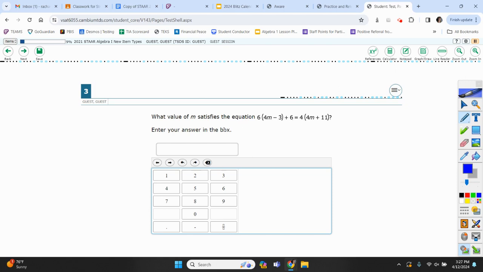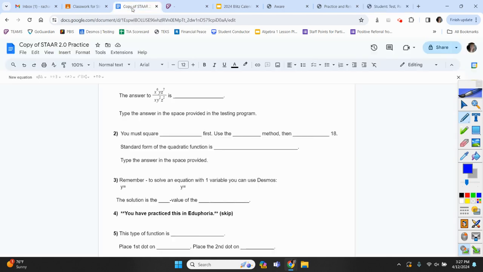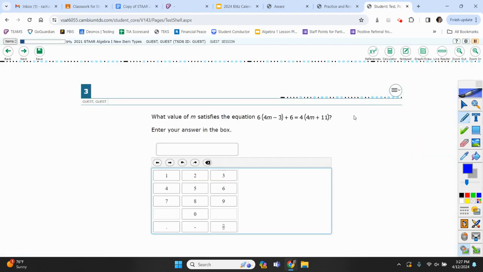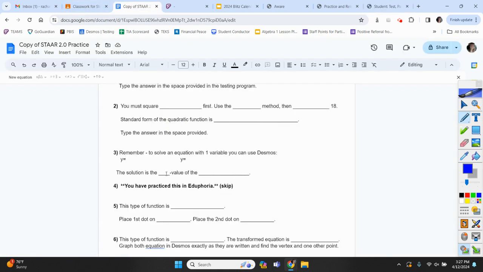So remember, what you are looking for is the intersection. You're looking for where do these two lines intersect. And then it says the solution is the x value. The solution is always the x value of the ordered pair. Oh, so it should say the solution is the x value of the intersection point or the intersection.